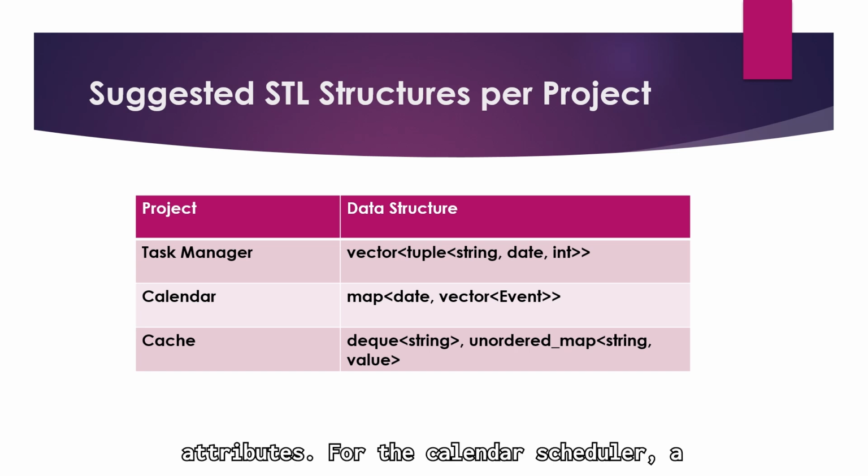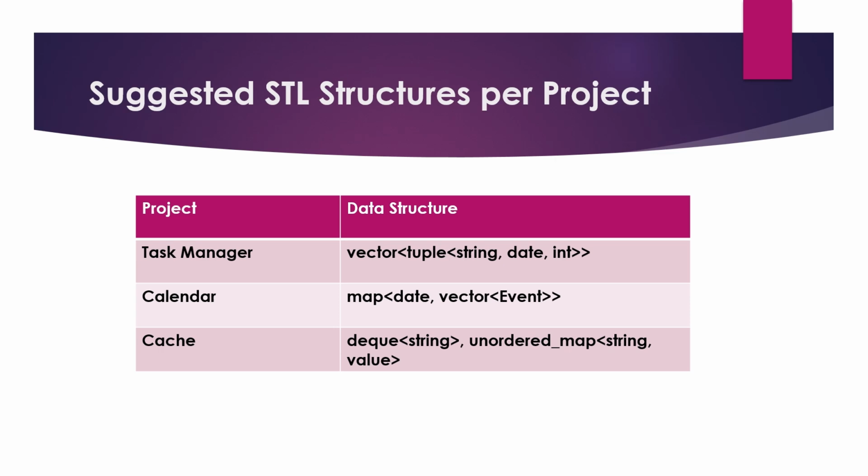For the calendar scheduler, a map works perfectly, where the keys are dates and the values are vectors of events scheduled for those dates. This ensures quick access to events on any given day. For the cache system, I recommend using a deque to manage the order of elements combined with an unordered map to store key value pairs. This combination ensures fast access to cache data while maintaining the correct order for eviction.